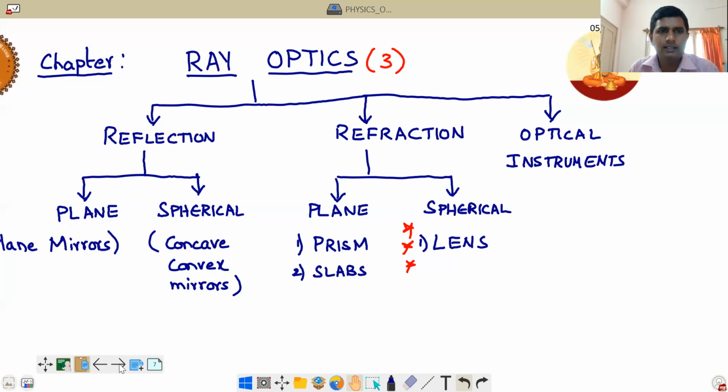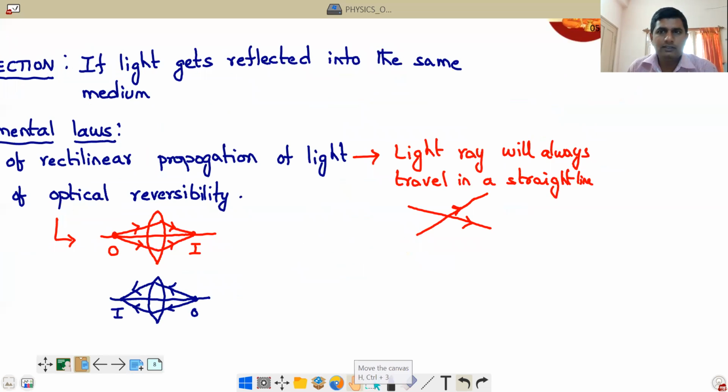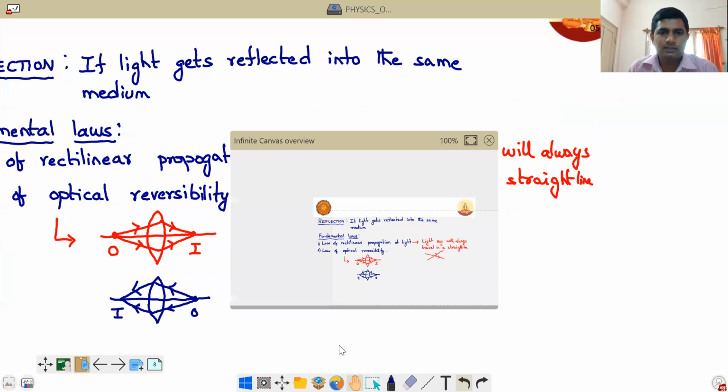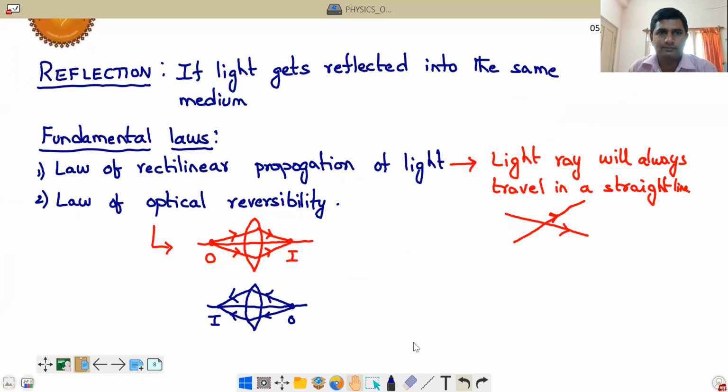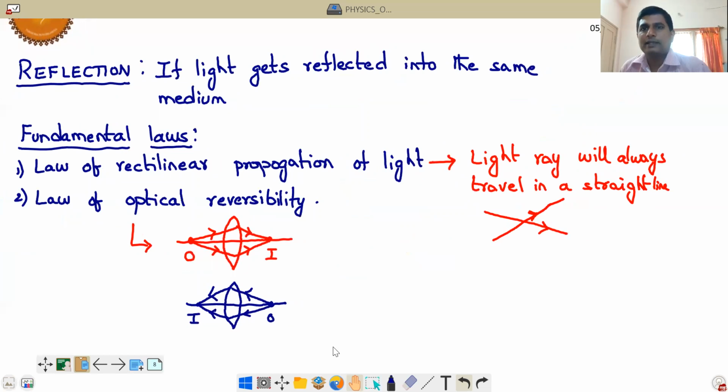Okay, so let us begin with the first topic that's called reflection. So what is meant by reflection? If the light gets reflected back into the same medium, then it's called reflection. Whereas if the light goes from one medium to another medium by bending, that's called refraction. In refraction, there will be two media, one medium and another medium, suppose air medium and water medium, or air medium and glass medium. Whereas in reflection, it is only one medium. You'll have a plane mirror, and light will be incident on the plane mirror, and it will get reflected back into the same medium, air medium.